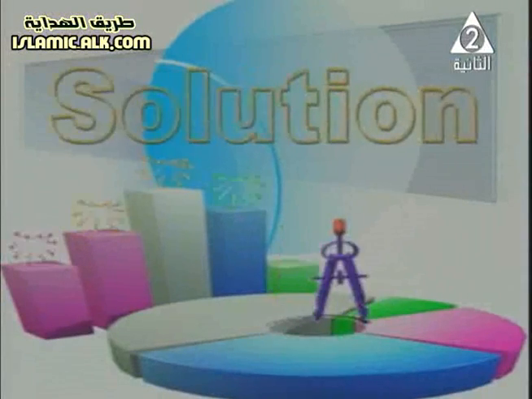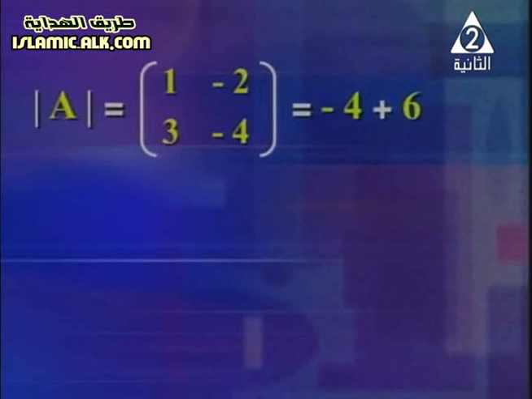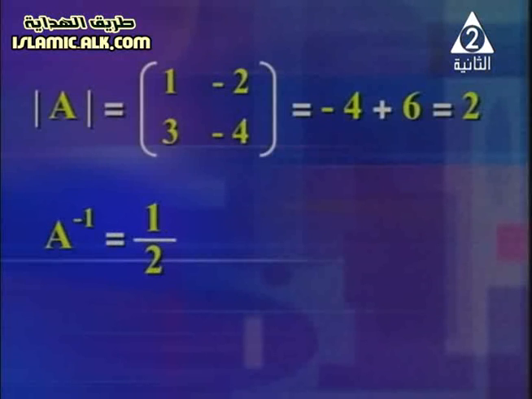Solution. First, calculate the determinant. What is the determinant of the matrix? It equals 1 times negative 4, which is negative 4, minus negative 2 times 3, which is negative 6, so minus negative 6 equals plus 6, giving 2. The determinant is not equal to 0. Then the matrix has an inverse. This is the condition of the inverse. Then what is the inverse?